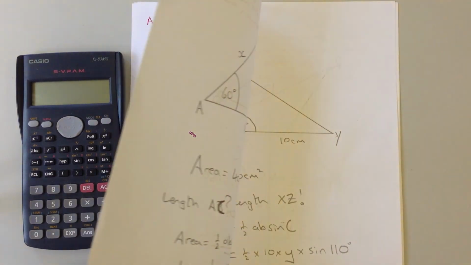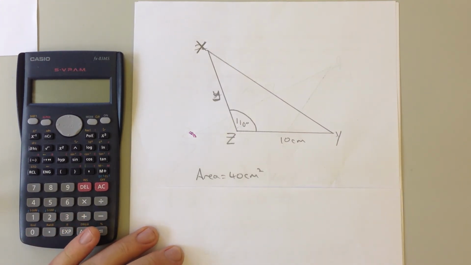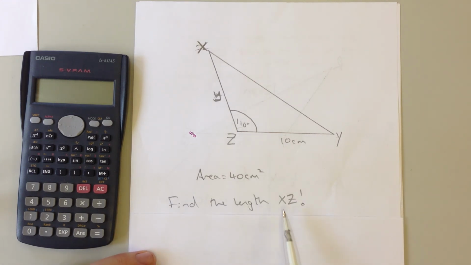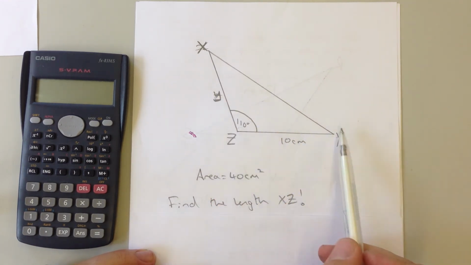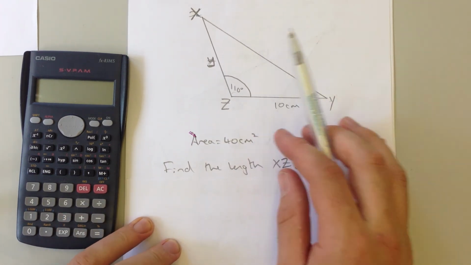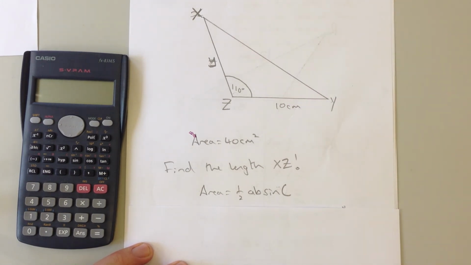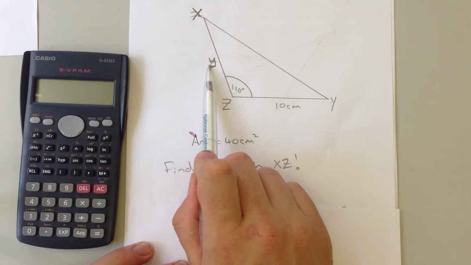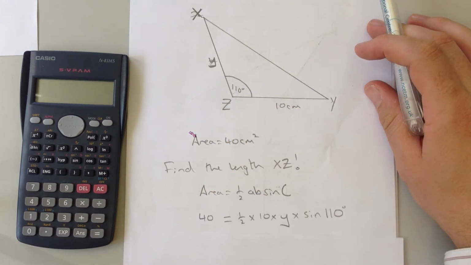Now, a different style of question you might get for area of a triangle is where it tells you that the area is 40 centimeters squared, and asks you to find a length. So find the length XZ, this length here. I'm going to label that length little y, because it's opposite angle Y. And I know I'm working with area, so I'm going to write down my area formula, half ab sine C. From there, I then fill in what I know. Well, I know that a is going to be 10, b is going to be y, and C is 110 degrees, the angle between them.